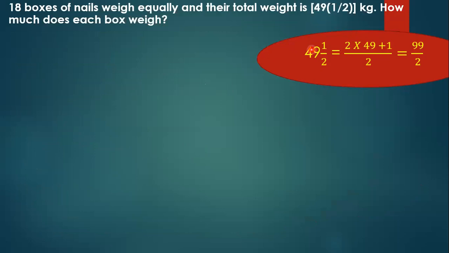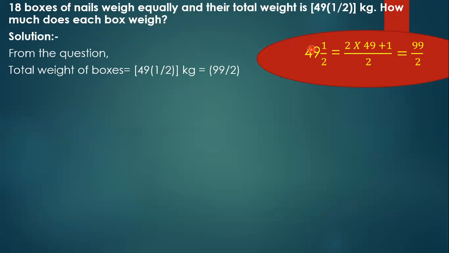18 boxes of nails weigh equally and the total weight is 49 1 by 2 kgs. As soon as I spot a mixed fraction in the question, my very first thing is I have to convert that into improper. When I convert 49 1 by 2 into improper, what do I get? 2 multiplied by 49 plus 1 divided by 2. So we get 98 plus 1, which is 99 by 2. Okay.